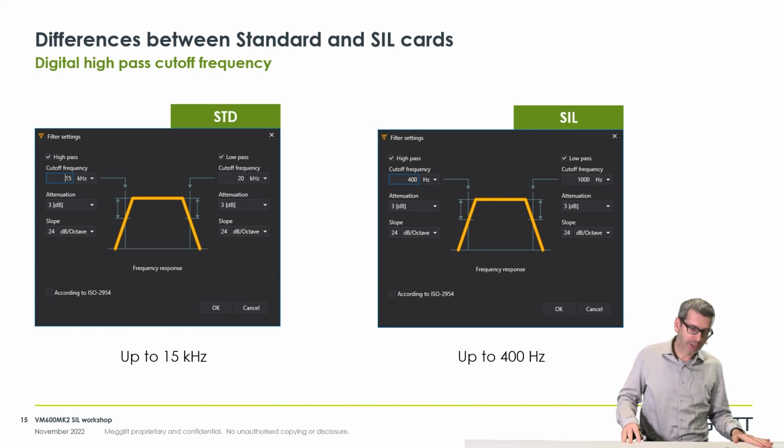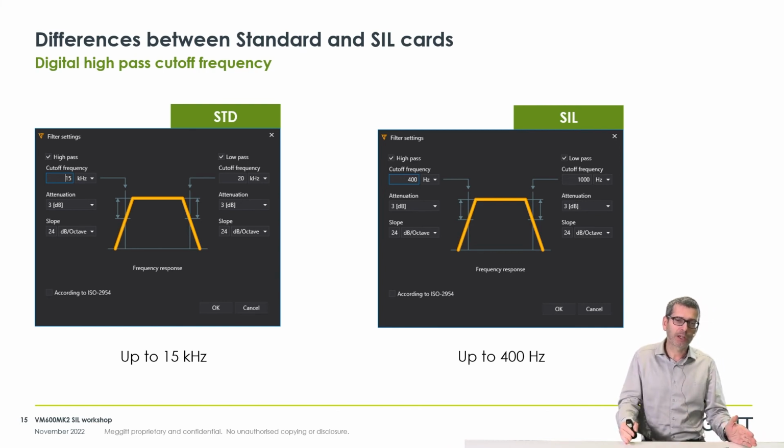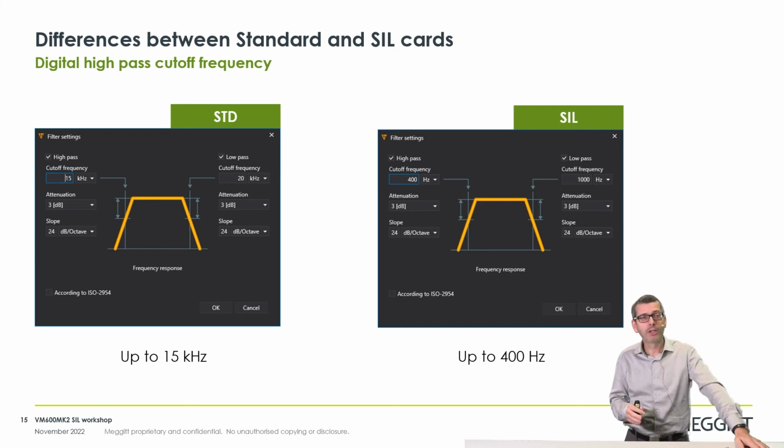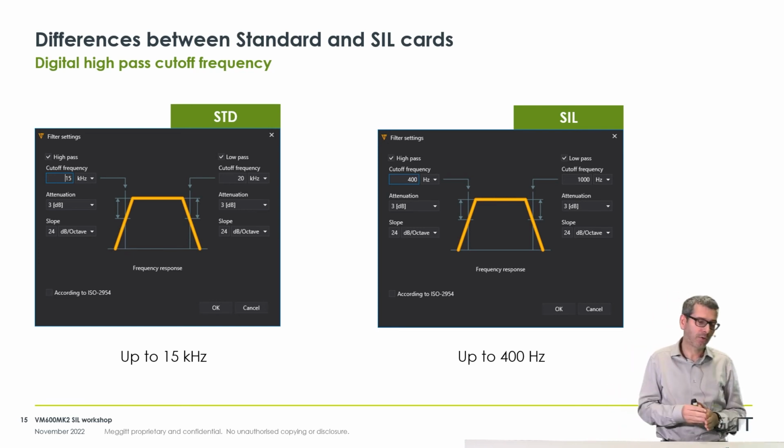On the dynamic input channels, when we measure a dynamic signal, we have the option to configure a digital filter to do protection based on a certain frequency range on that signal. For that, we configure a high pass cutoff frequency and a low pass cutoff frequency. So the characteristics of that digital filter are different between the standard and the SIL. In case of the standard, the high pass cutoff frequency can go up to 15 kilohertz. In case of the SIL, it can go only from 0 hertz to 400 hertz.